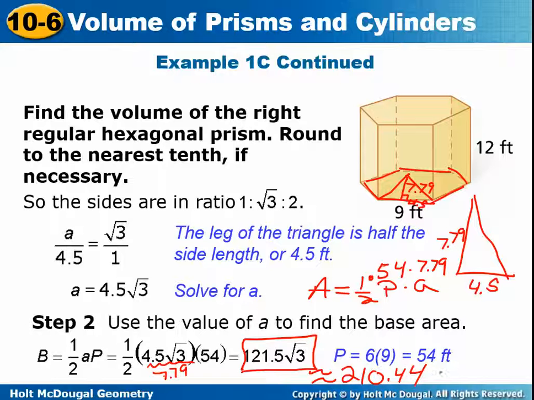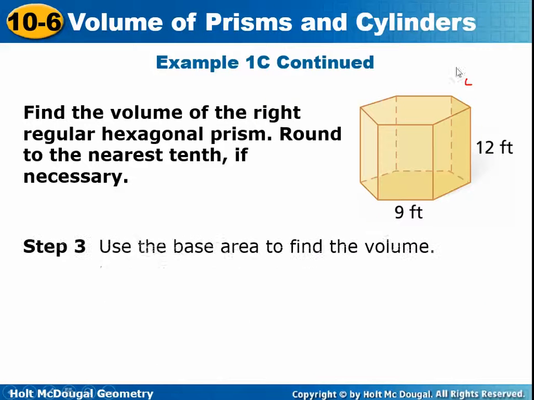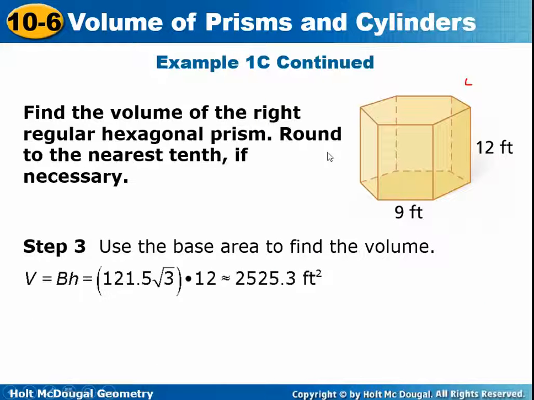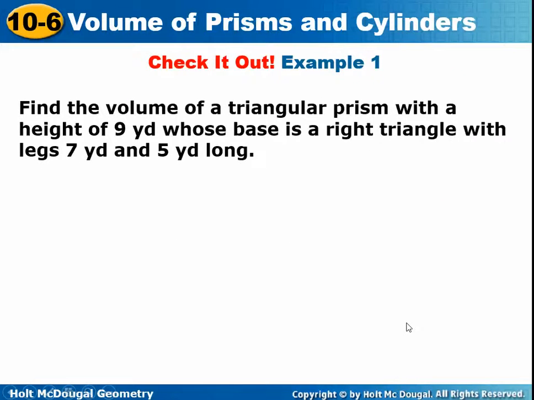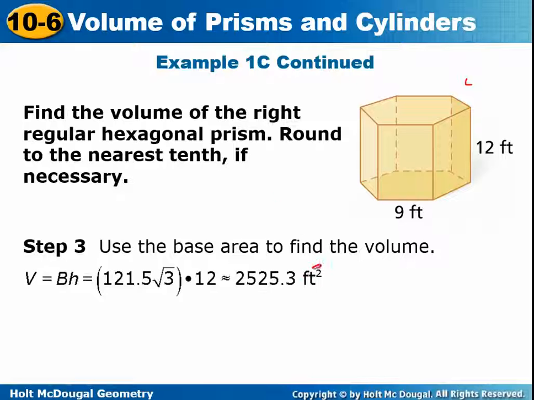That's just the area of the base. And then the formula for volume is to take the area of that base, which is 210.444, times the height. So take the area of the base, which is what we found, and multiply it by 12 to get approximately 2,525.3. Hey, they didn't cube it, they squared it. It's supposed to be cubed here. It's volume, so there's a mistake there. All right, so that's how you find one of those more complex ones.